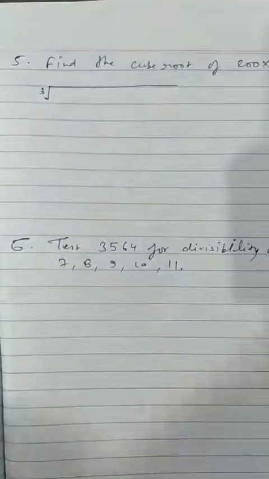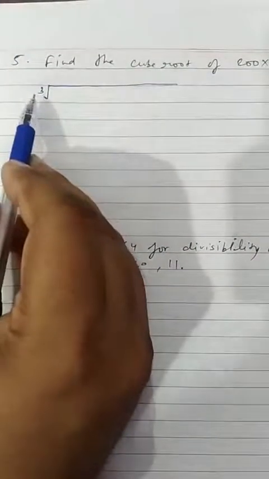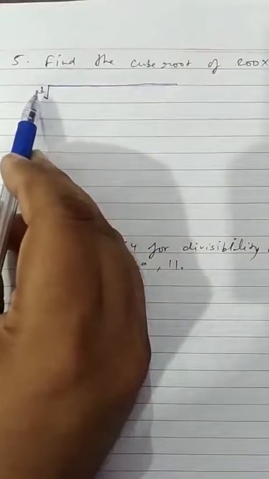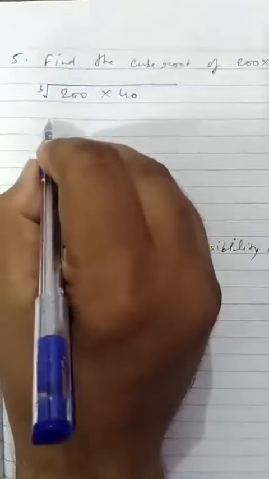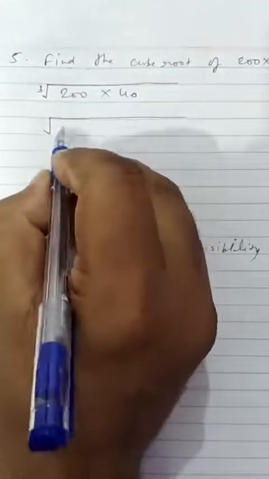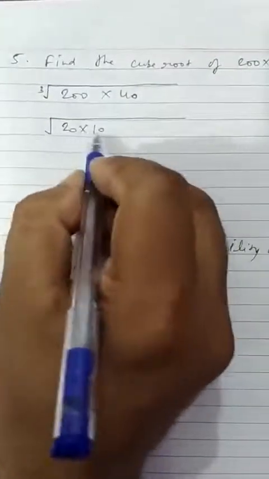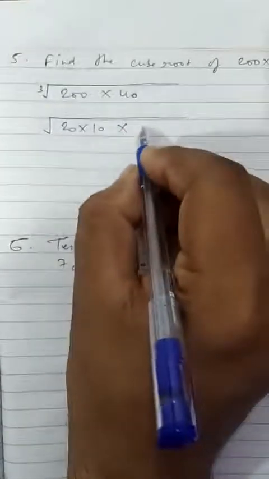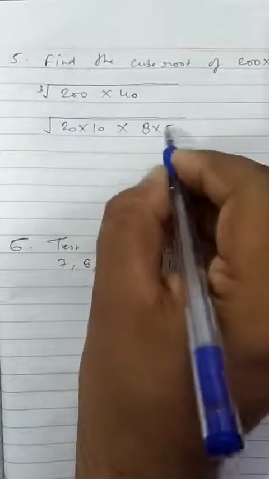Cube root sign is written like this. You must write a small 3 here. If you don't write the 3, it becomes a square root. Now you know that 20 times 10 is 200 and 40 can be written as 8 times 5, which is 40.